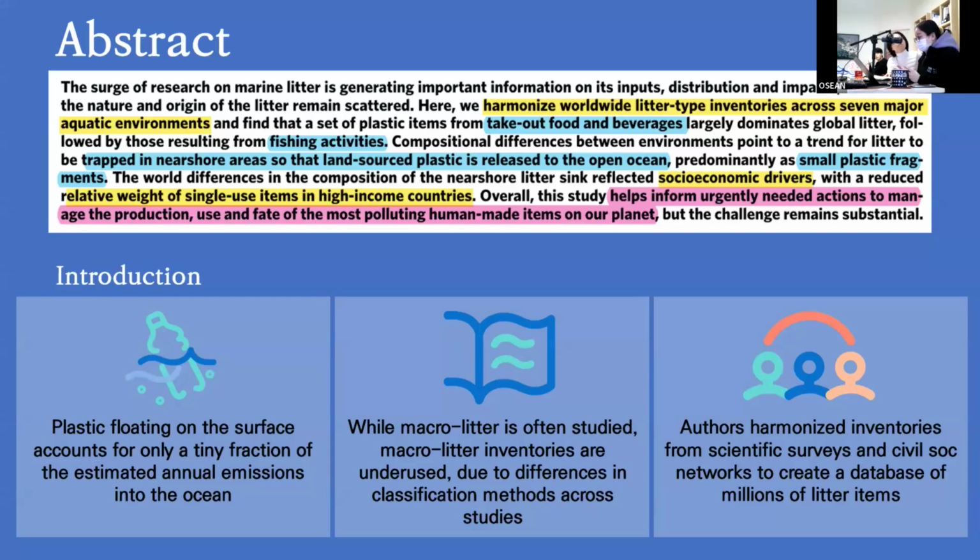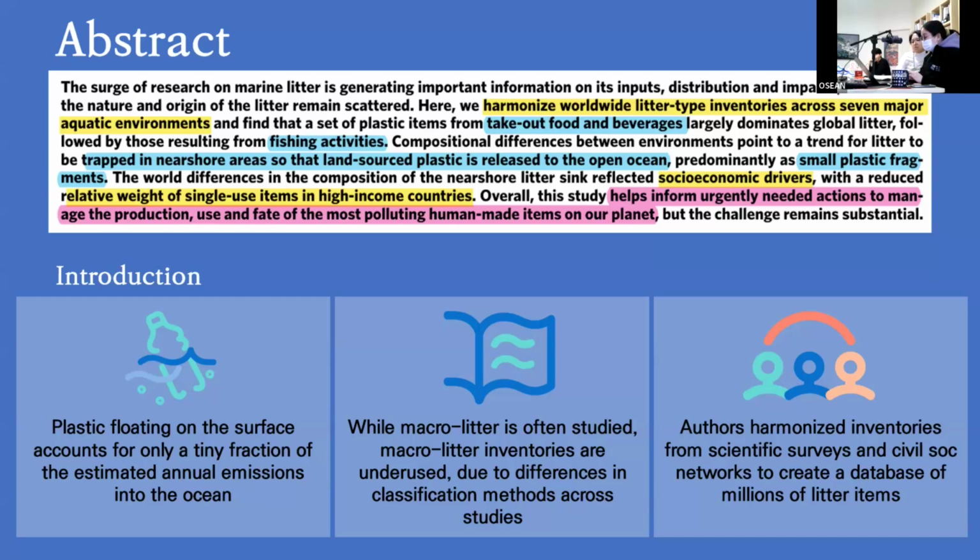So a global picture is emerging of the distribution of plastic fragments on the ocean surface, characterized by great mid-ocean accumulation zones. Yet plastic floating on the surface accounts for only a tiny fraction of the estimated annual emissions into the ocean, and large-sized items are underrepresented in the trawling plankton nets commonly used to measure floating debris. While macrolitter, which counts litter items by type, is often studied, these macrolitter inventories are underused due in large part to the differences in the classification methods across studies.